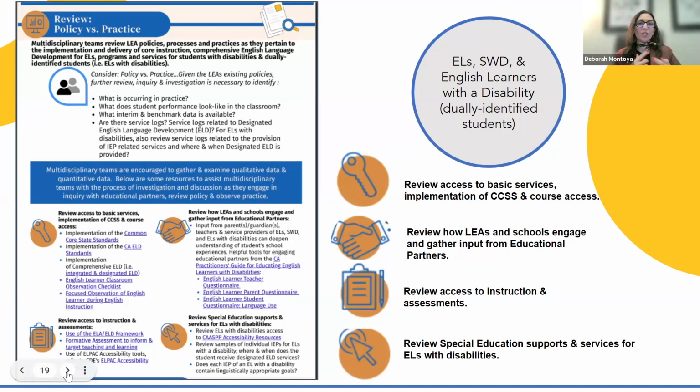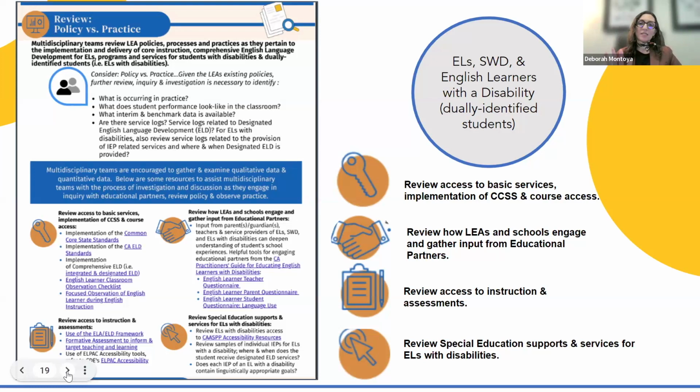When you're thinking about your observations, what does comprehensive ELD look like? What interim and benchmark data is available? Perhaps service logs when we consider the actual service provision for students with disabilities who are English learners. What does the quality of service look like? What is the quantity of service? How were those IEPs developed in respect to the student's unique disability and also their needs as a multilingual learner?